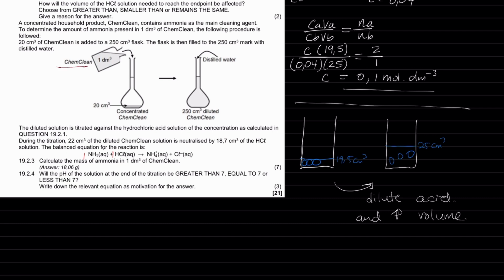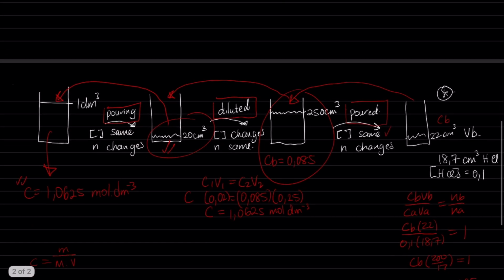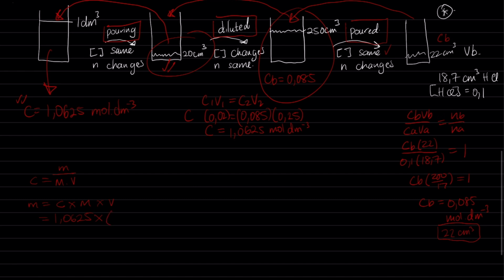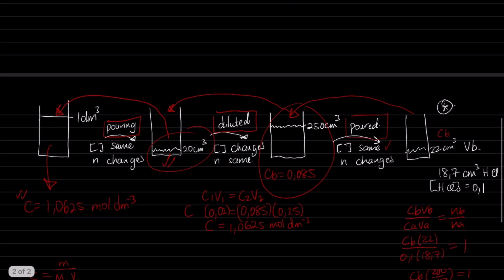But the ChemClean is actually NH3. So NH3 is going to have a molar mass of 14 for nitrogen plus 3 hydrogens, and each hydrogen is 1, so 3. And then multiplied by the volume, which is 1. So 1,0625 times 17. And that's equal to 18,0625 grams. And that's our answer.